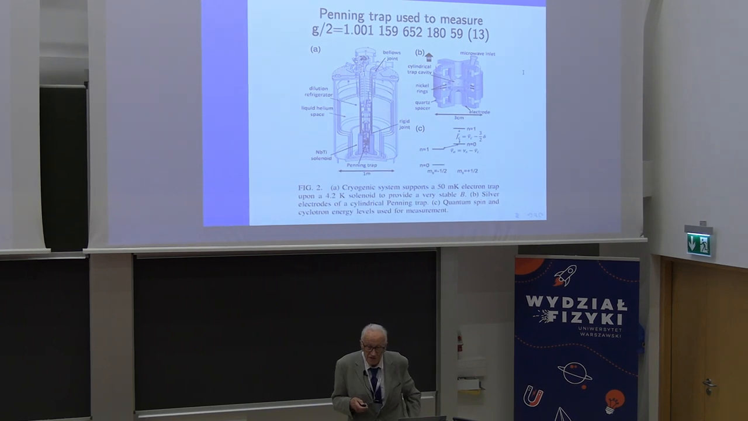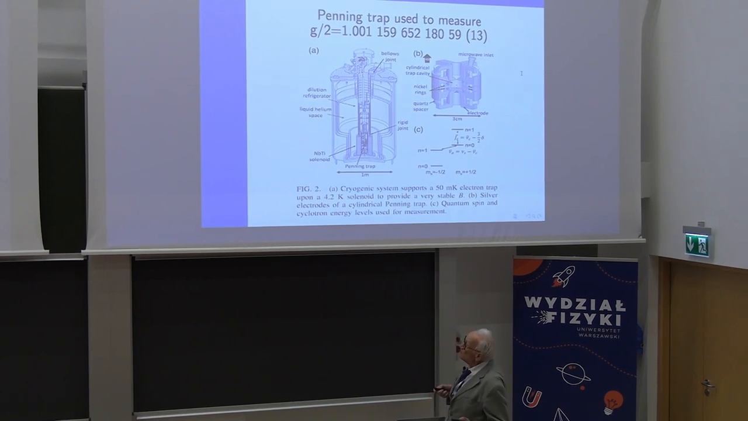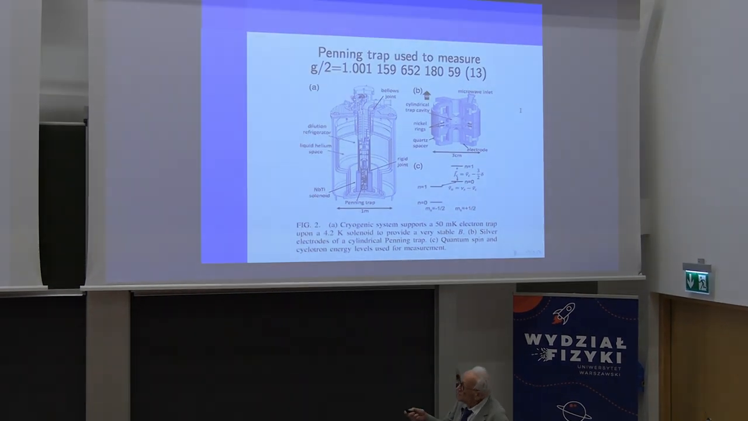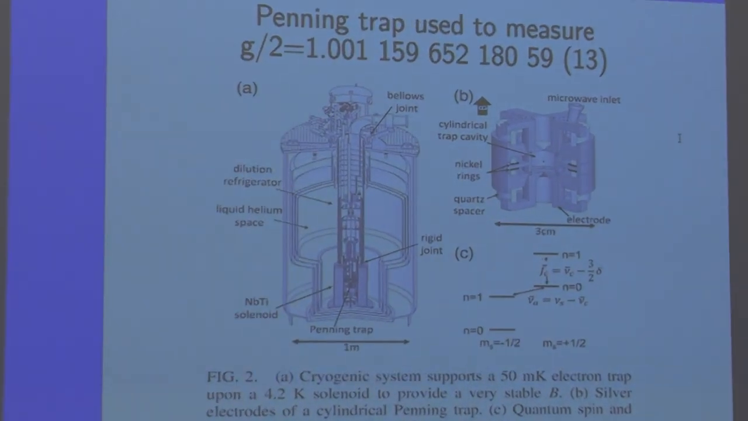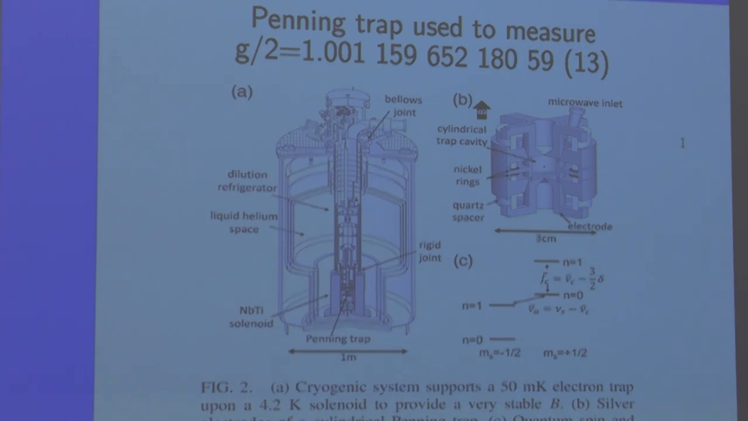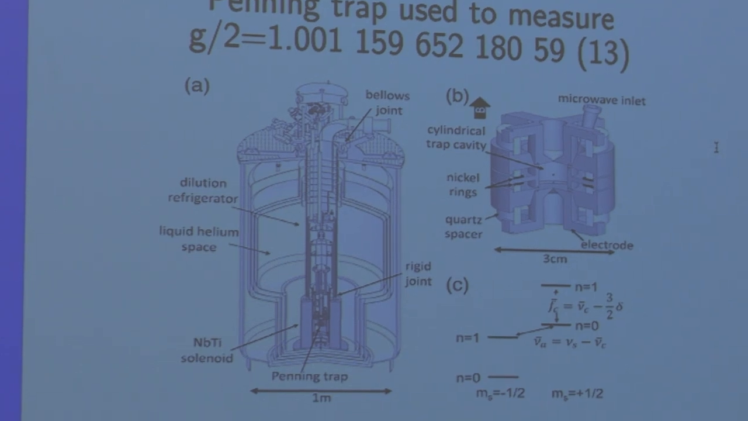Now, what is the Penning trap? Here is the Penning trap that was used by Gabrielse and his people. It's a big device. As you see, it's 1 meter across. And then you go inside. And inside this, let me point out, is this part here.